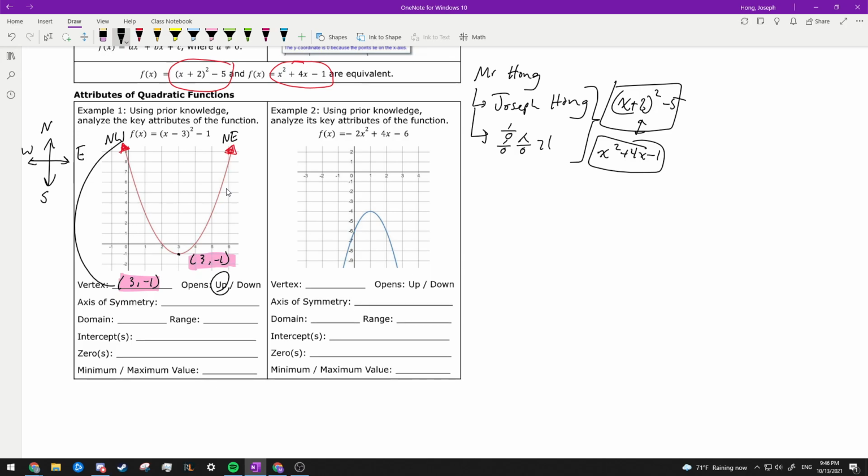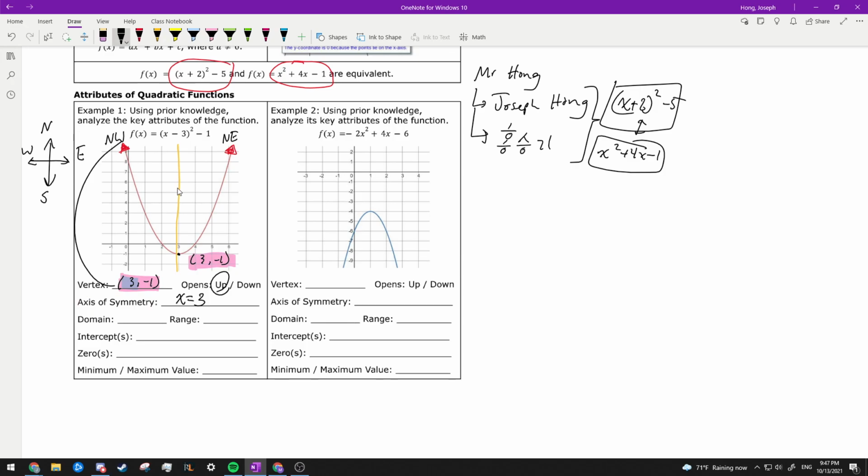Axis of symmetry. Very similar, where you see, okay, I have this 3 right here. So my axis of symmetry is going to be x equals 3, which I'll color in this orangey color. This right here is my axis of symmetry, which is true because the left side is going to be the same as the right side if I fold my paper along this line. This line, the axis of symmetry, is going to be the crease of my paper. So this is true.